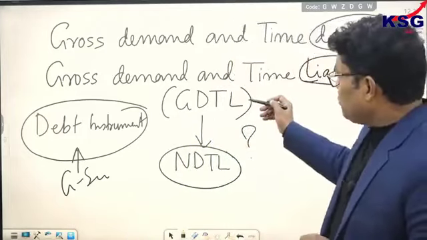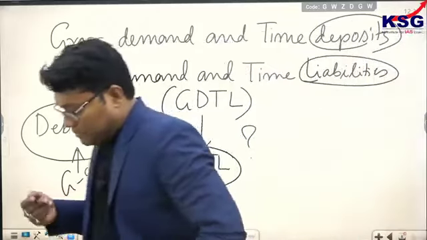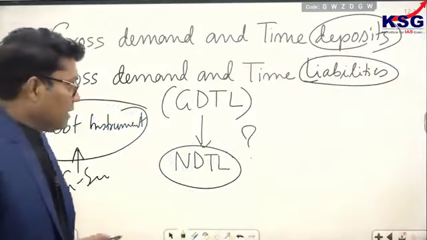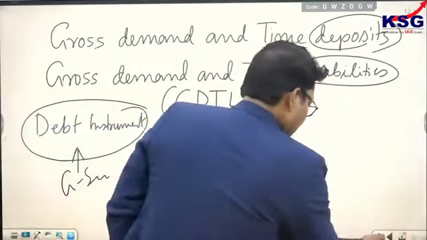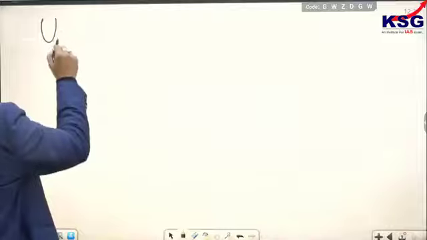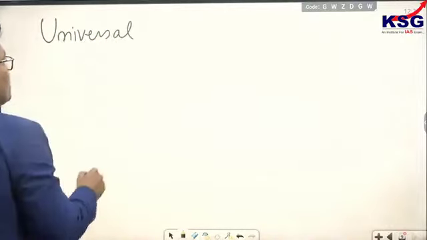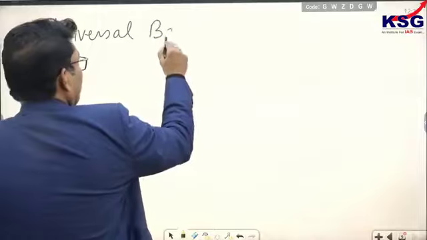So how can you get from GDTL to NDTL? Gross demand and time liabilities to NDTL. For that you just add a few more concepts. One is the universal banking system.